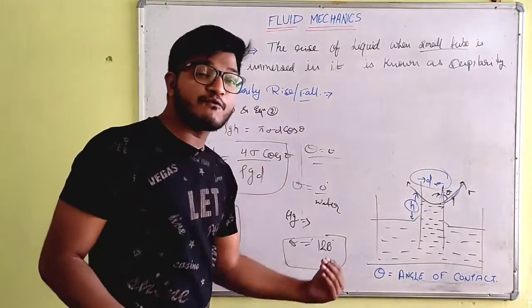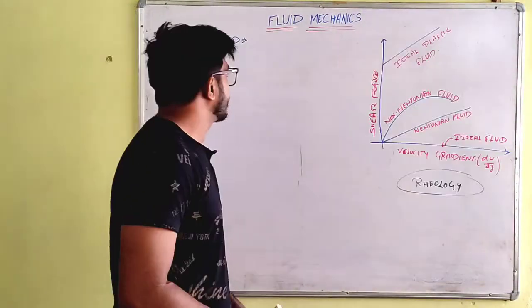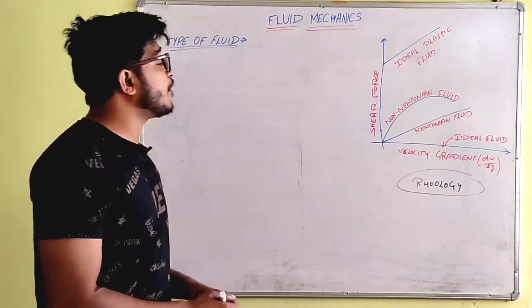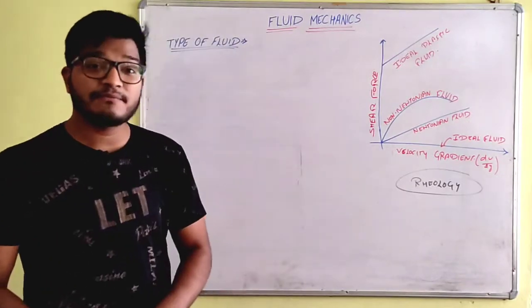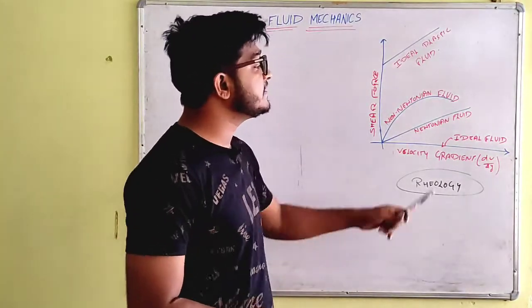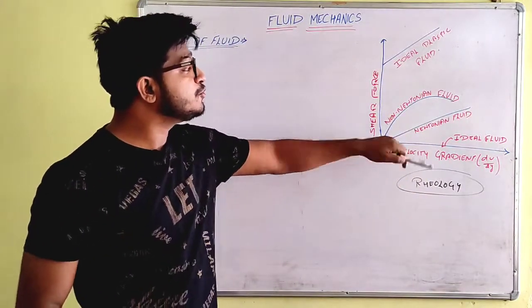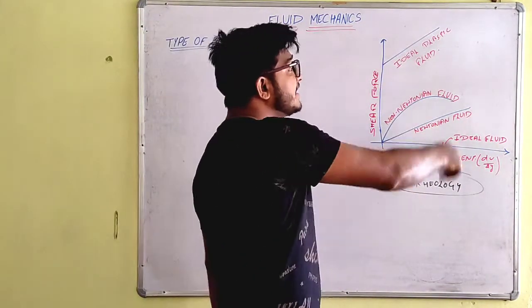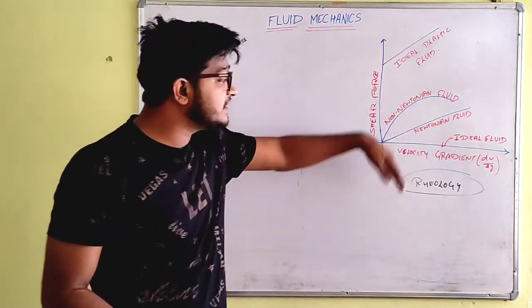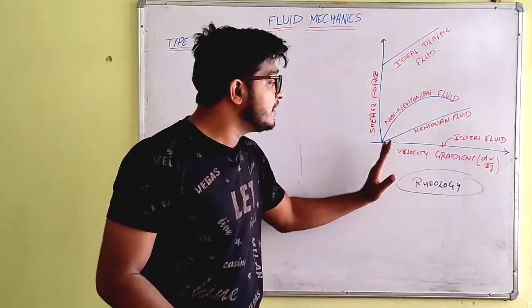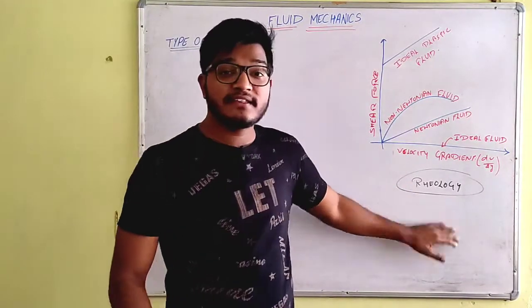Now we will move on to the types of fluids we have in fluid mechanics. Here we have four different types of fluid. One is ideal fluid, second is Newtonian fluid, third is non-Newtonian fluid, and the final is ideal plastic fluid. Now we will understand the conditions of these fluids. Here I draw a graph, which is called rheology.